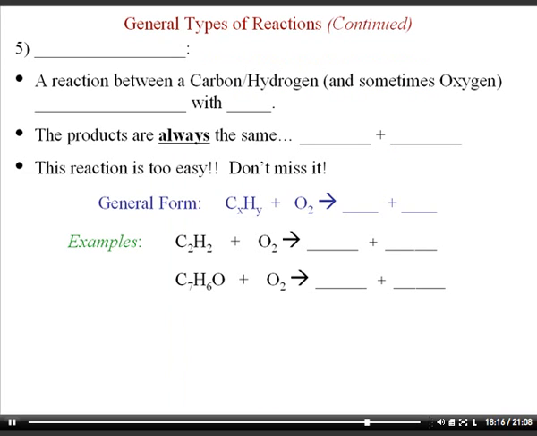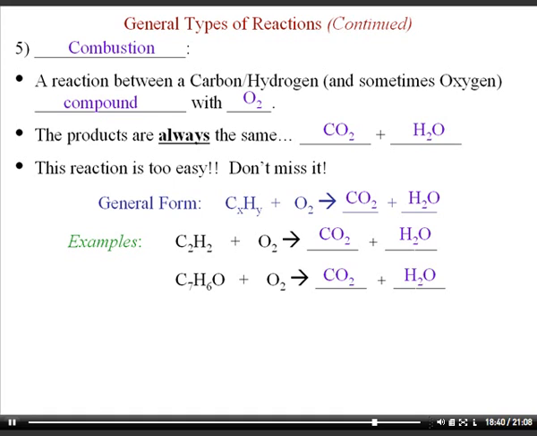The last type of reaction is the easiest one of them all. It's called a combustion reaction, and it's a reaction between a compound that contains carbon and hydrogen, and sometimes there's oxygen in the compound. But it's basically a carbon-hydrogen compound. You're going to burn it, so you have to react it with oxygen, and the products are always the same. It's CO2 and H2O. So it's the easiest reaction of them all. It doesn't matter how many C's and H's and O's, you always make CO2 and H2O no matter what. The toughest thing about this type of reaction is balancing it.